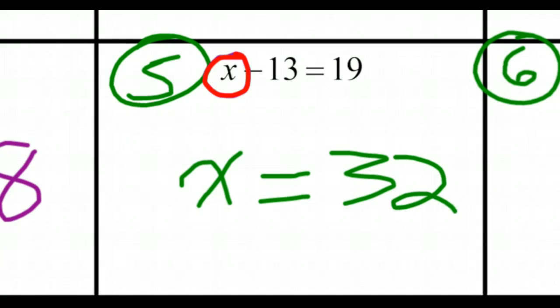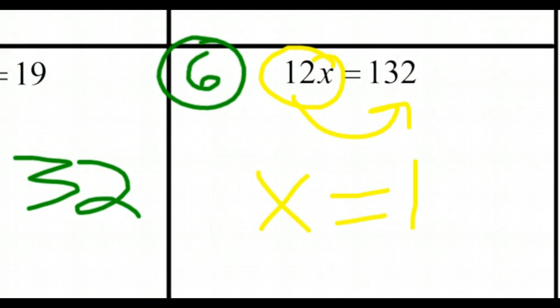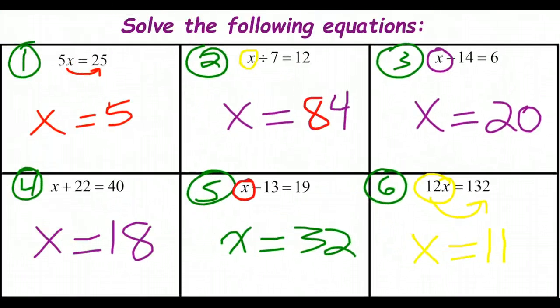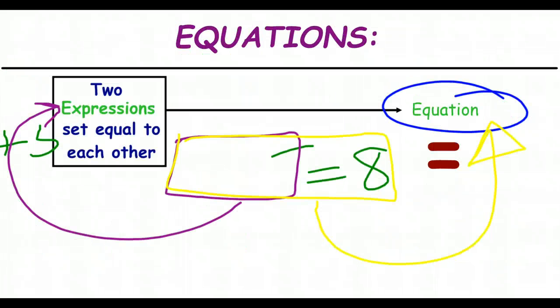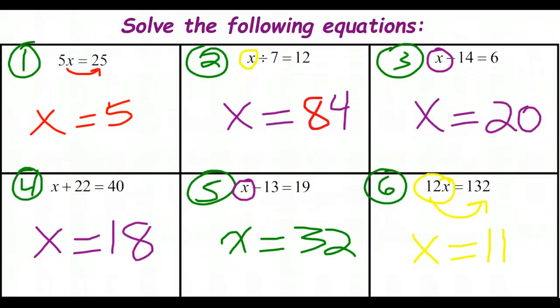And finally, if we have a number multiplied by 12 to get 132, the only number we can multiply by 12 to get 132 is x equals 11. So again, as a quick review, an equation is what we get when we set two expressions equal to each other, so that we can start looking at them and perhaps figure out a specific value for a variable that we're looking for, or use other similar strategies to figure out what the solution to those equations are.